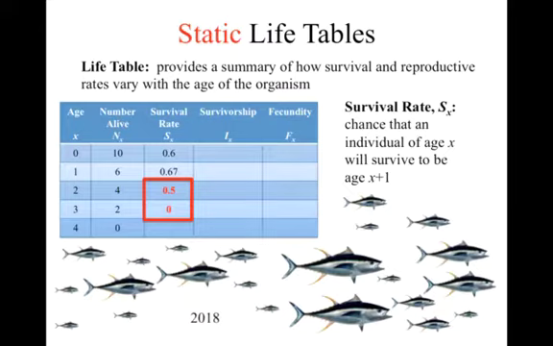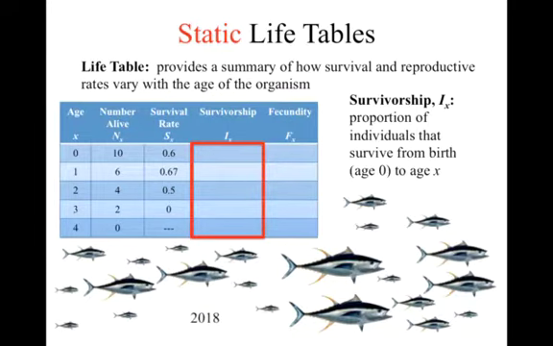And then, of course, just like in the cohort life table, in the static life table, the final row in the survival rate column should not be filled out. There's no probability of surviving past 3 years old, because there's no 4-year-old fish. All right.